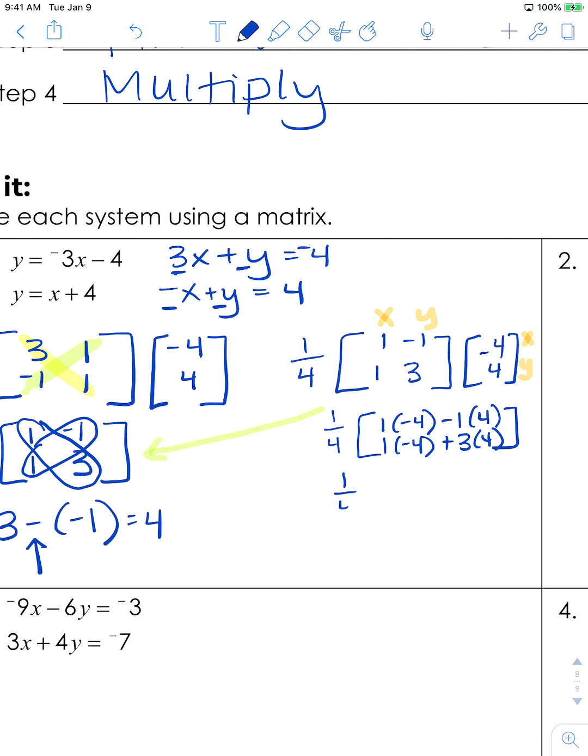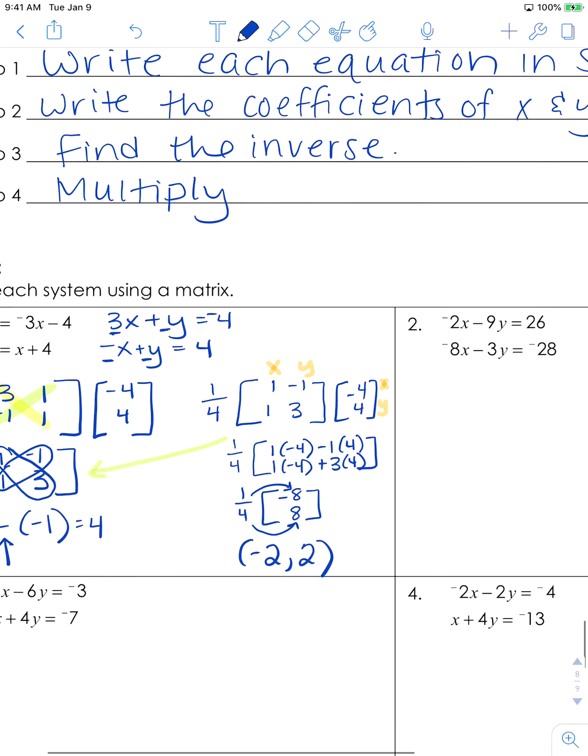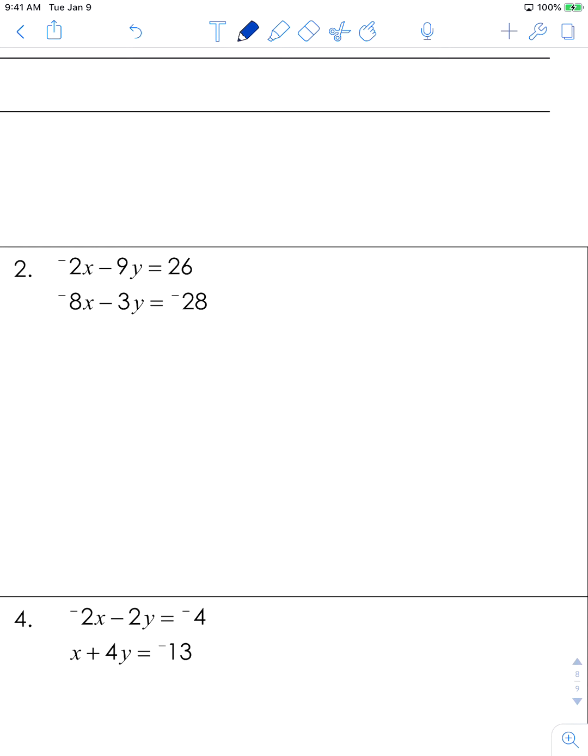So you have 1/4 times, what you're left with in here is negative 8 and 8. So what you do is you multiply the 1/4 by negative 8. It's kind of like the distributive property. 1/4 times negative 8 is negative 2. 1/4 times 8 is 2. So it looks pretty confusing. There's a whole lot going on here, but once you get the hang of it, it's not quite as difficult as it seems. So let's come over here.